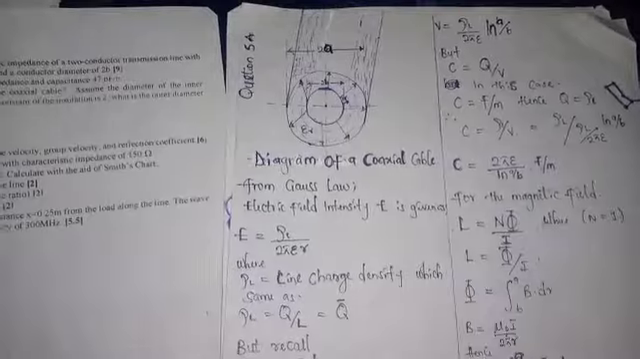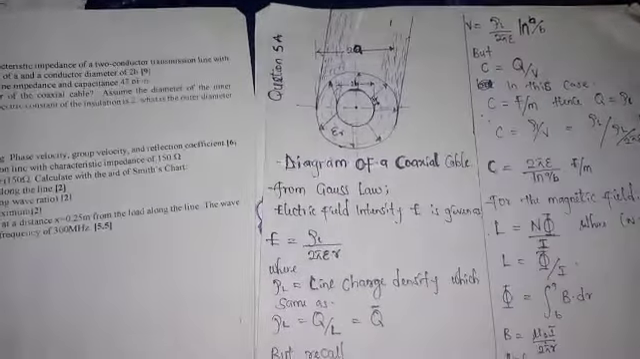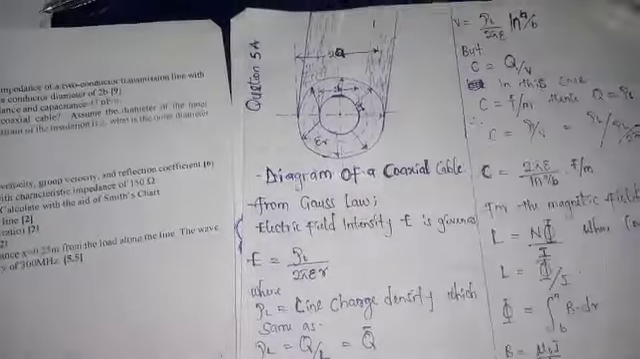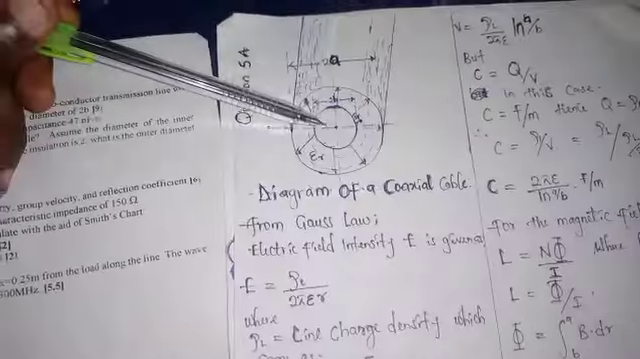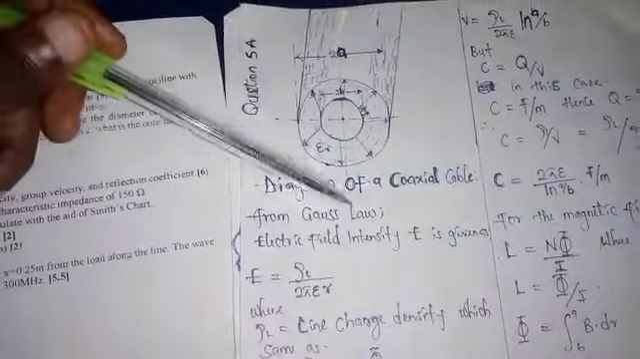Now looking at question 5A, when they tell you about center to center, what they are trying to tell you is that you're having a coaxial cable. If you look below, you're seeing a diagram of a coaxial cable. It has a conductor inside and a conductor outside. Each of them is connected center to center.